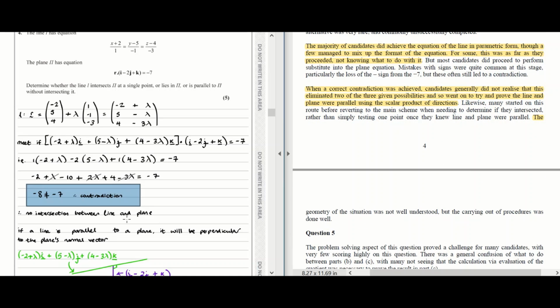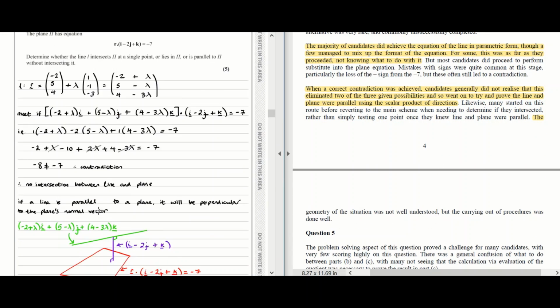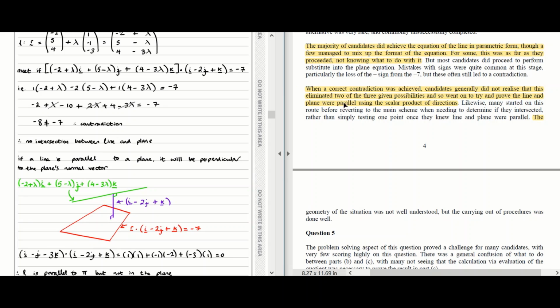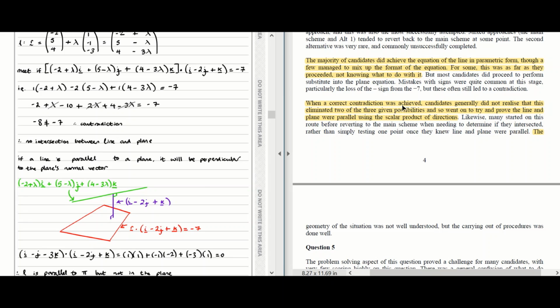And the problem was they did not know what to do with that contradiction, and that's said over here. When a correct contradiction was achieved, candidates generally did not realize that this eliminated two of the three given possibilities, and so went on to try to prove that the line and the plane were parallel using the scalar product of directions.